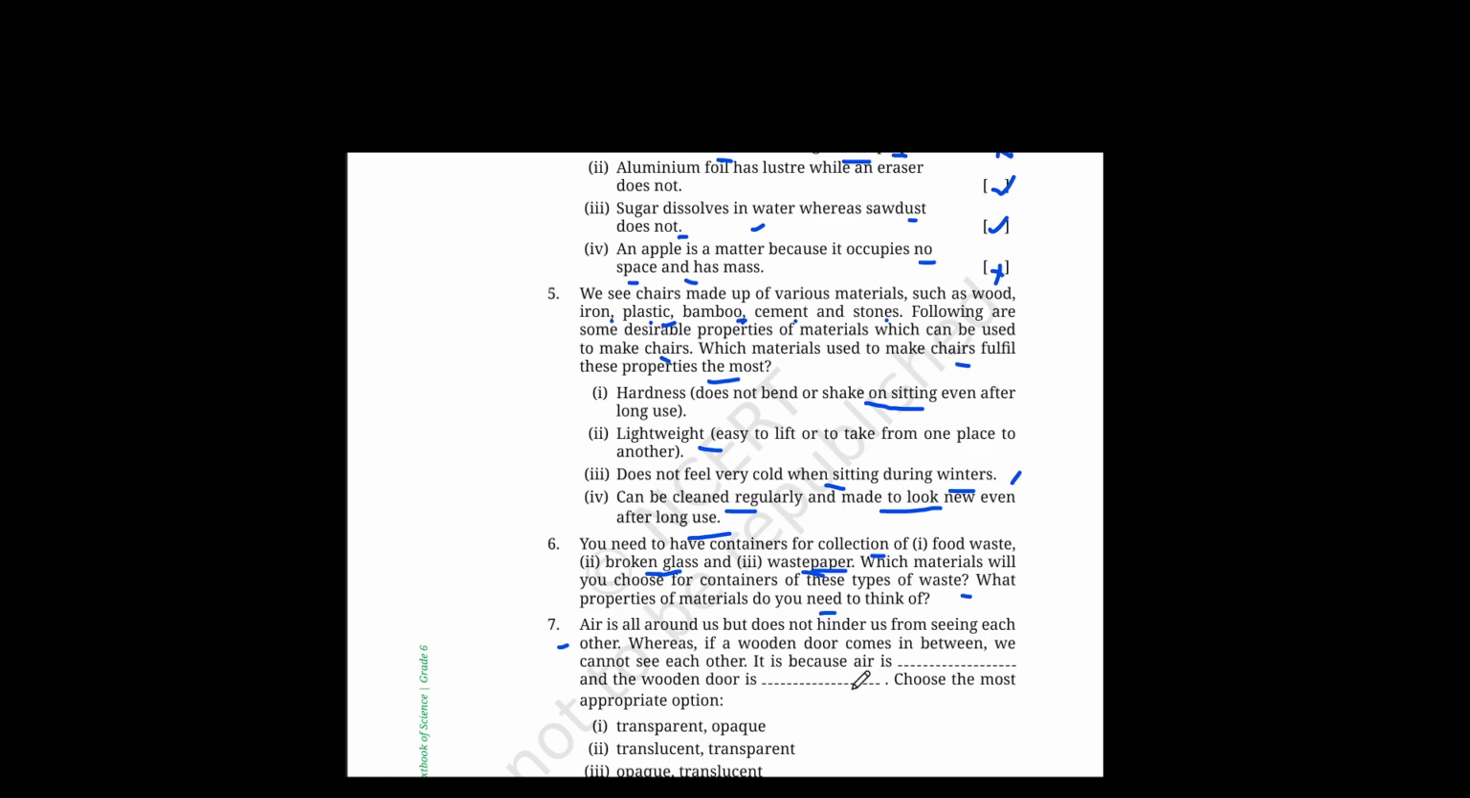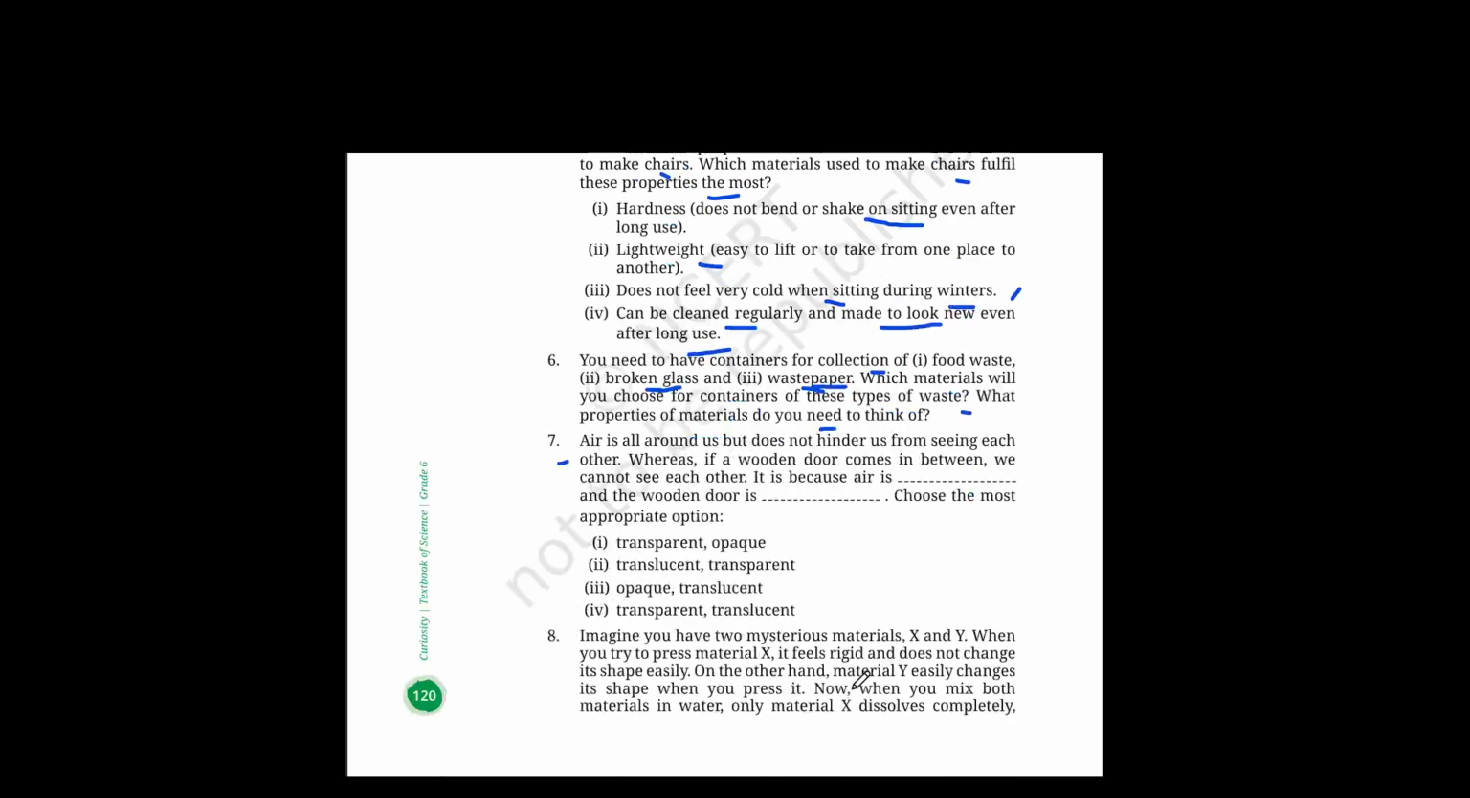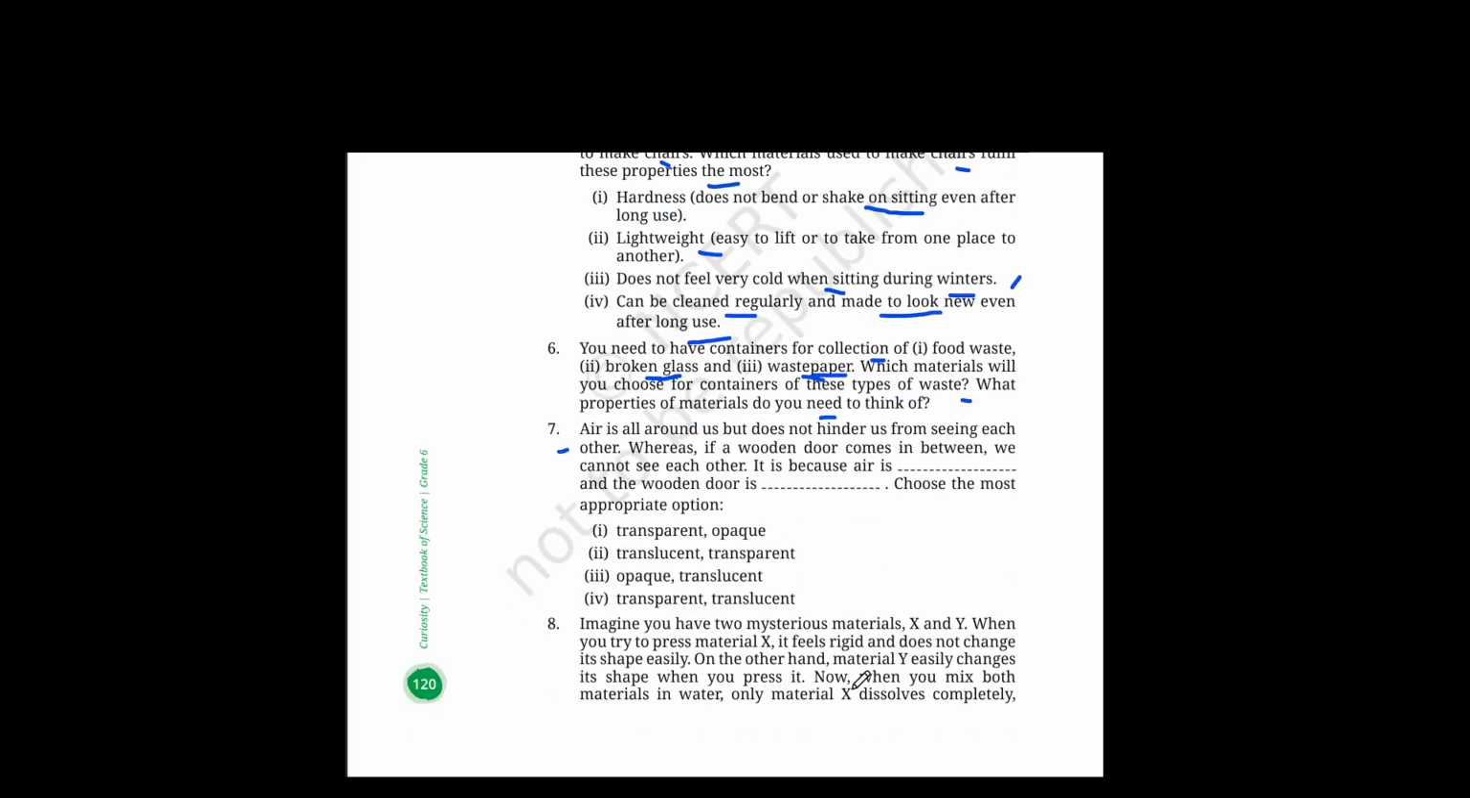It is because air is dash and the wooden door is dash, so choose the most appropriate option. So we know why we are able to see through the air, because it is transparent, whereas a wooden door is an opaque material. So the answer is transparent and opaque.